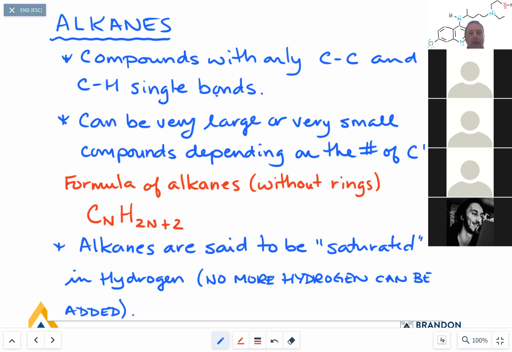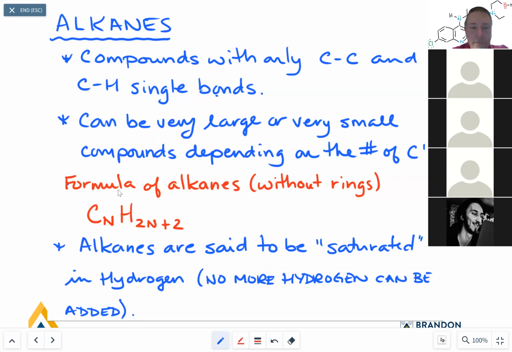So with alkanes, carbon and hydrogen single bonds, they're going to end up making the backbone of all of the compounds that we look at. What we're going to see is they're not particularly reactive compounds, so this is why we deal with them first. Some alkanes can be very large or very small, and it really just depends upon the number of carbons.